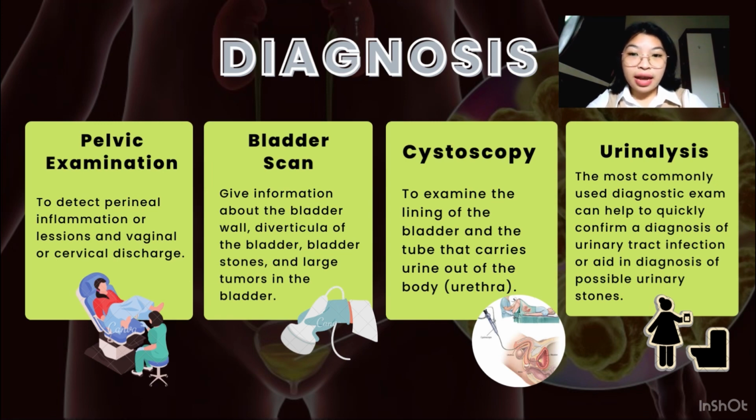Next is bladder scan. Bladder scan can give information about the bladder wall, the diverticulum of the bladder, stones, and large tumors in the bladder. While cystoscopy is a procedure that allows the doctor to examine the lining of the bladder and the tube that carries urine out of the body, which is the urethra. A thin camera called a cystoscope will be inserted into the urethra and passed into the bladder to allow a doctor or nurse to see inside.